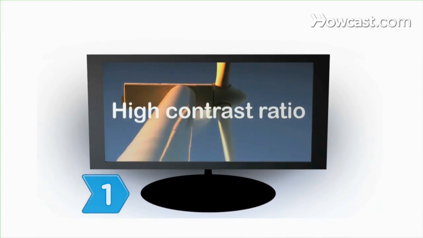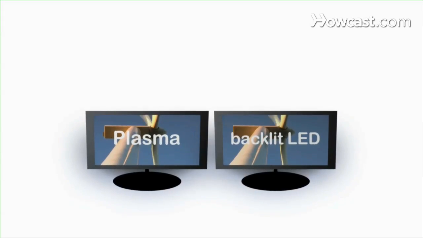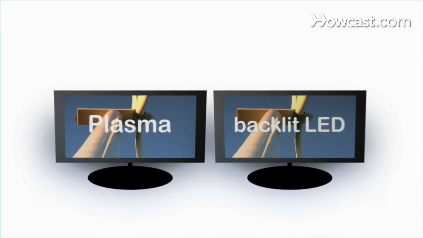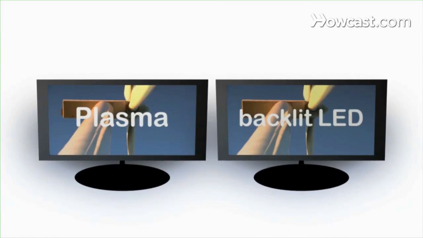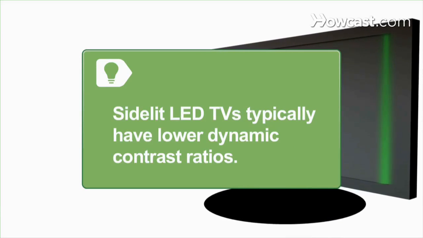Step 1. Select a TV with a high contrast ratio. Plasma and backlit LED models have the best contrast ratios. They show the most detail in high contrast scenes that are very bright or dark. Sidelit LED TVs typically have lower dynamic contrast ratios.